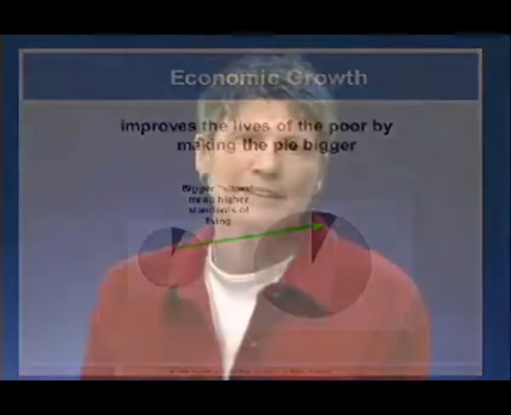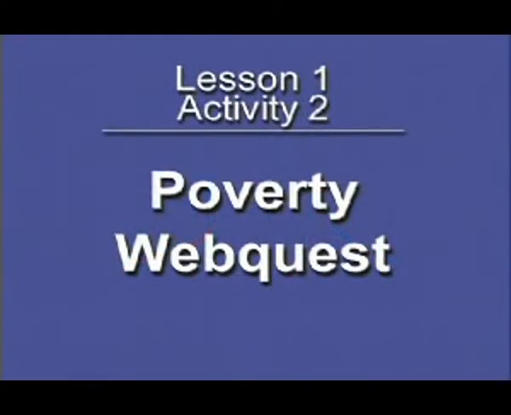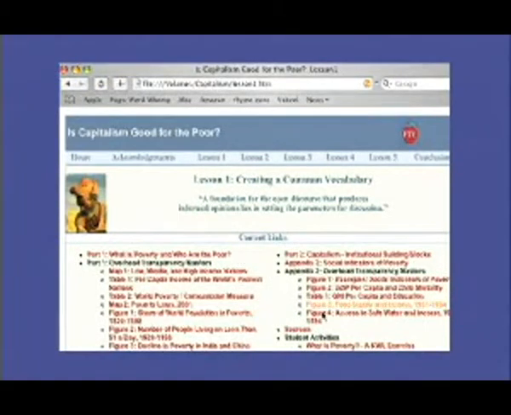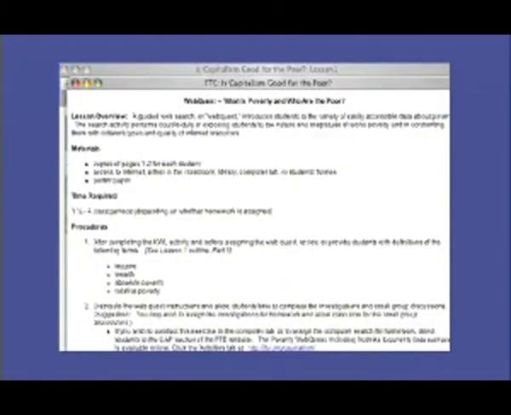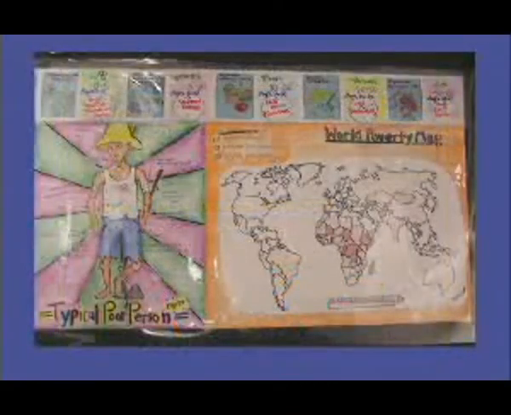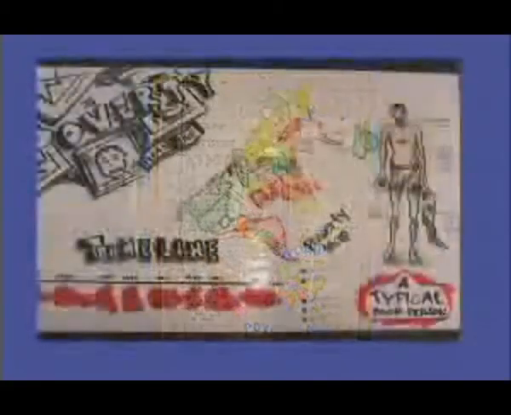The second activity in Lesson 1 is the Poverty WebQuest. Students continue to refine their mental picture of world poverty by collecting data from a variety of internet sources. And they gain more practice in interpreting statistical data. The WebQuest can be downloaded from the CD as a student handout. It is also available online as a permanent part of the FTE Capitalism website. Direct links to a variety of sources make it easier for students to jump into the investigation. The end product of the WebQuest requires students to demonstrate their skills in collecting, analyzing, and generalizing from statistical data.